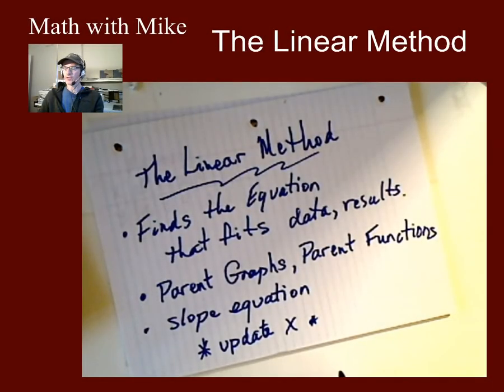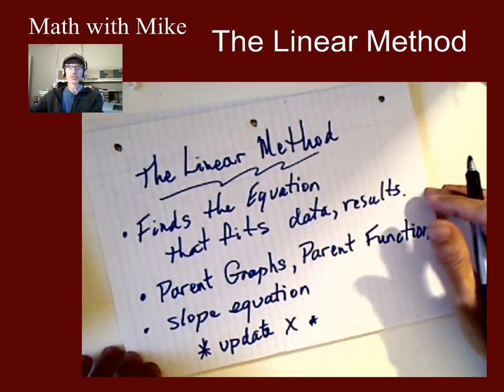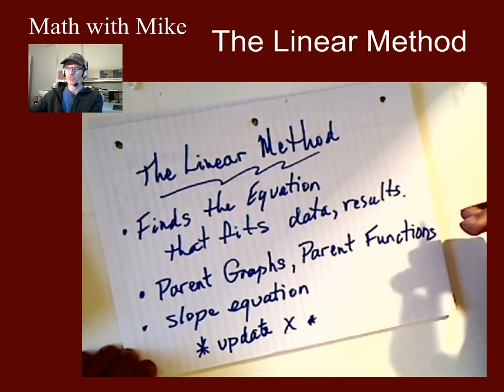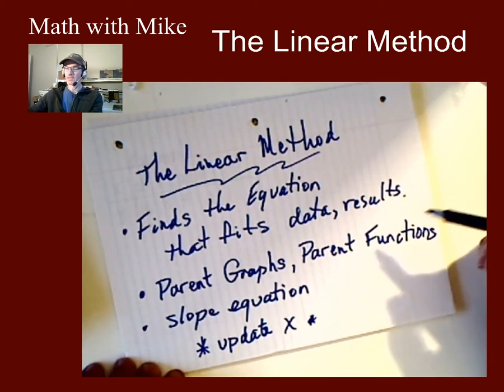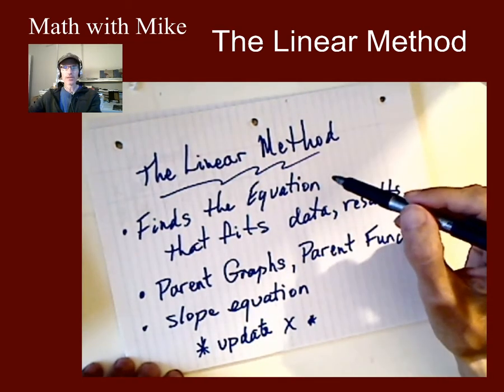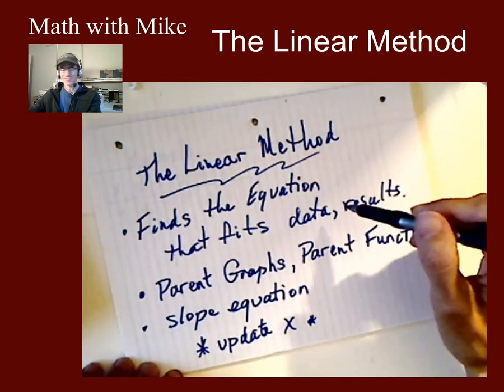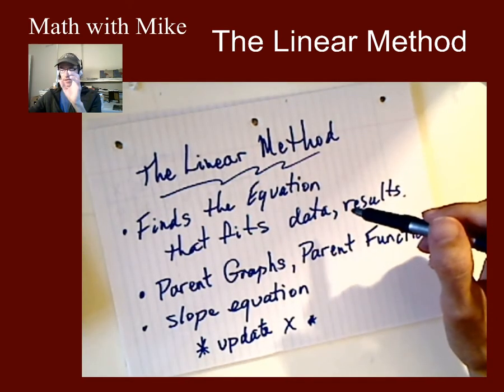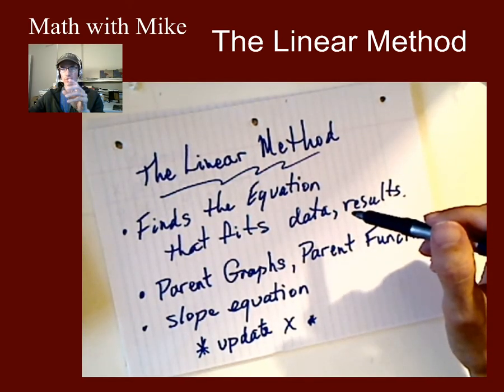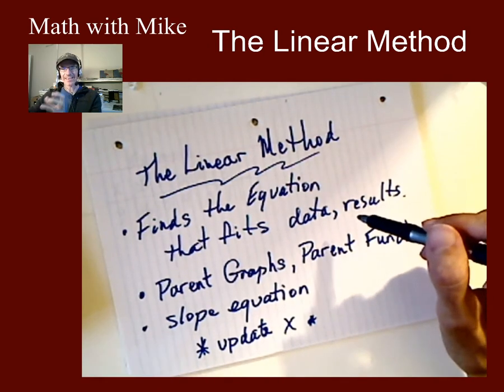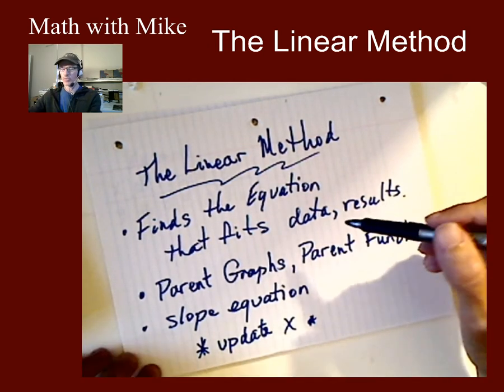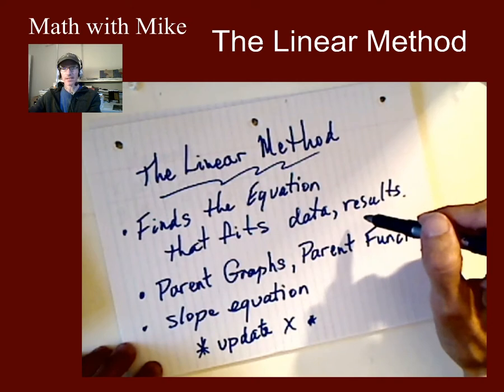For this video, we're going to take another look at the linear method with a second example, working it through from the start to the finish. Just as a reminder, this linear method, what does it do? Finds the equation for a raw set of data and makes a connection between the dependent and independent variables that you have.